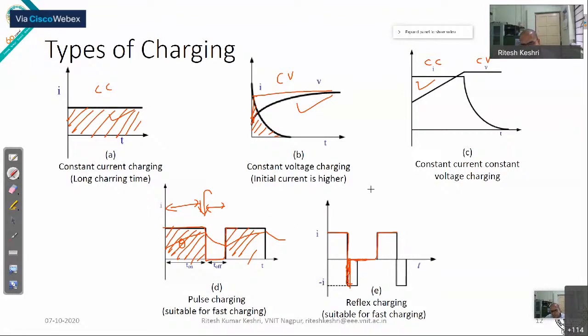Similarly, in case of a lithium-ion battery, you find that with time, dendrite crystals are formed there. If they keep on growing, they will short the terminals, so the capacity of the lithium-ion battery is also affected. So this type of arrangement, reflex charging, helps in reducing the formation of dendrites in a lithium-ion battery, and this pulse charging type of arrangement helps in reducing the issue of sulfation in a lead-acid battery. Okay.